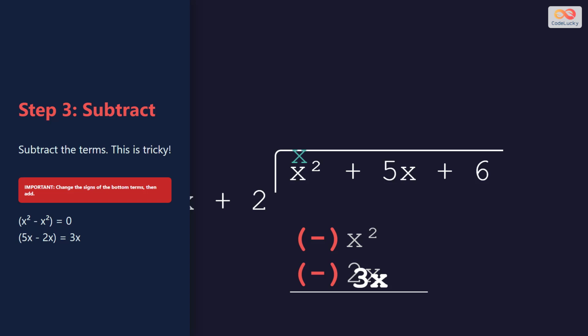Step 3 is subtract. This is where most mistakes happen. We need to subtract the line we just wrote from the terms above it. To do this safely, change the signs of the bottom terms and then add them. x squared minus x squared is 0. 5x minus 2x is 3x.